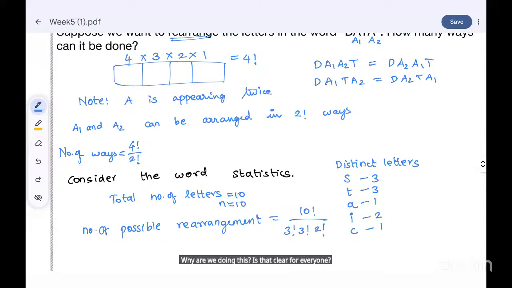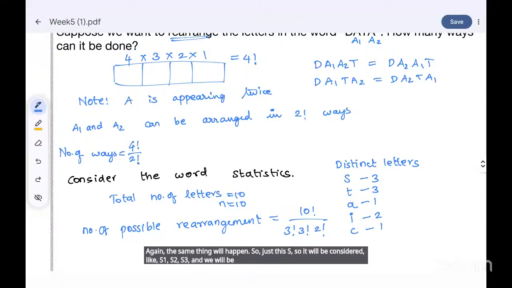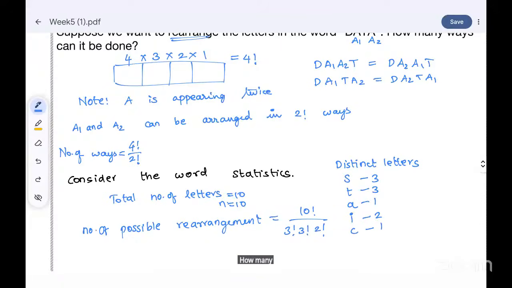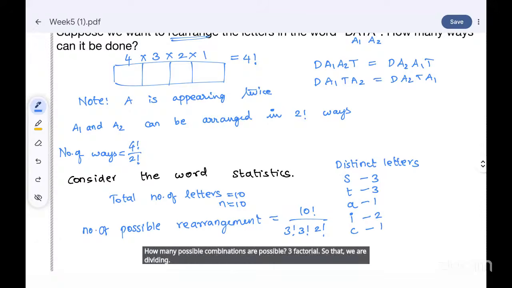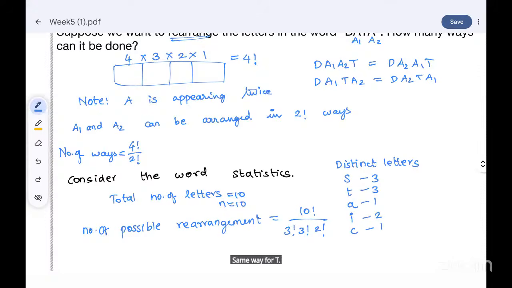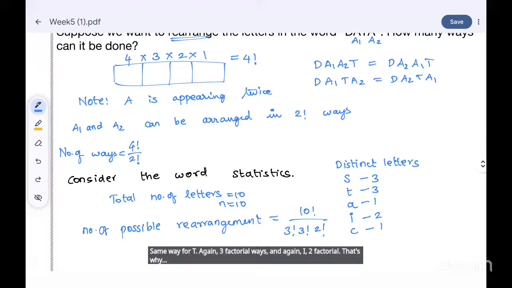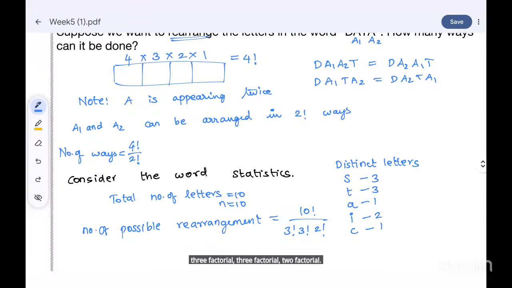Again, the same thing will happen. This S will be considered as S1, S2, S3 and we will have several combinations. But inside this S1, S2, S3, how many possible combinations are there? 3 factorial. So we divide by that. In the same way for T, again 3 factorial ways, and for I, 2 factorial. That's why we divide by 3 factorial, 3 factorial, 2 factorial. Is that clear? Yes, ma'am.